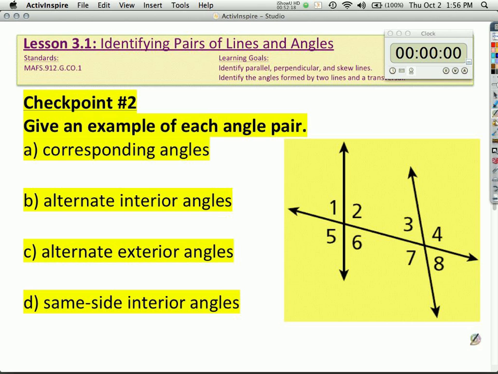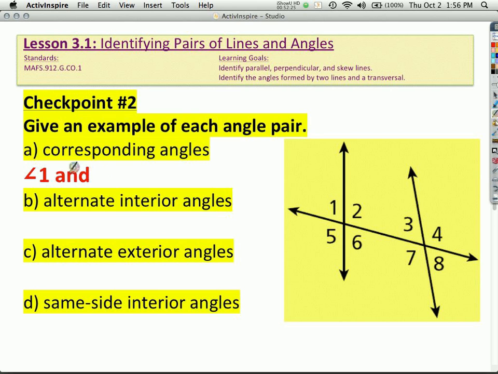All right, colored pens, let's see how we did. The corresponding angle that I chose was angles 1 and 3. Then we're going to have different pairs. Kayla, what was your pair? Angle 5 and 7 is corresponding. Give me another pair. Come on. That is another pair of corresponding. There's one more, Valerie. Angles 2 and 4 are corresponding. Very good. Part B, alternate interior.